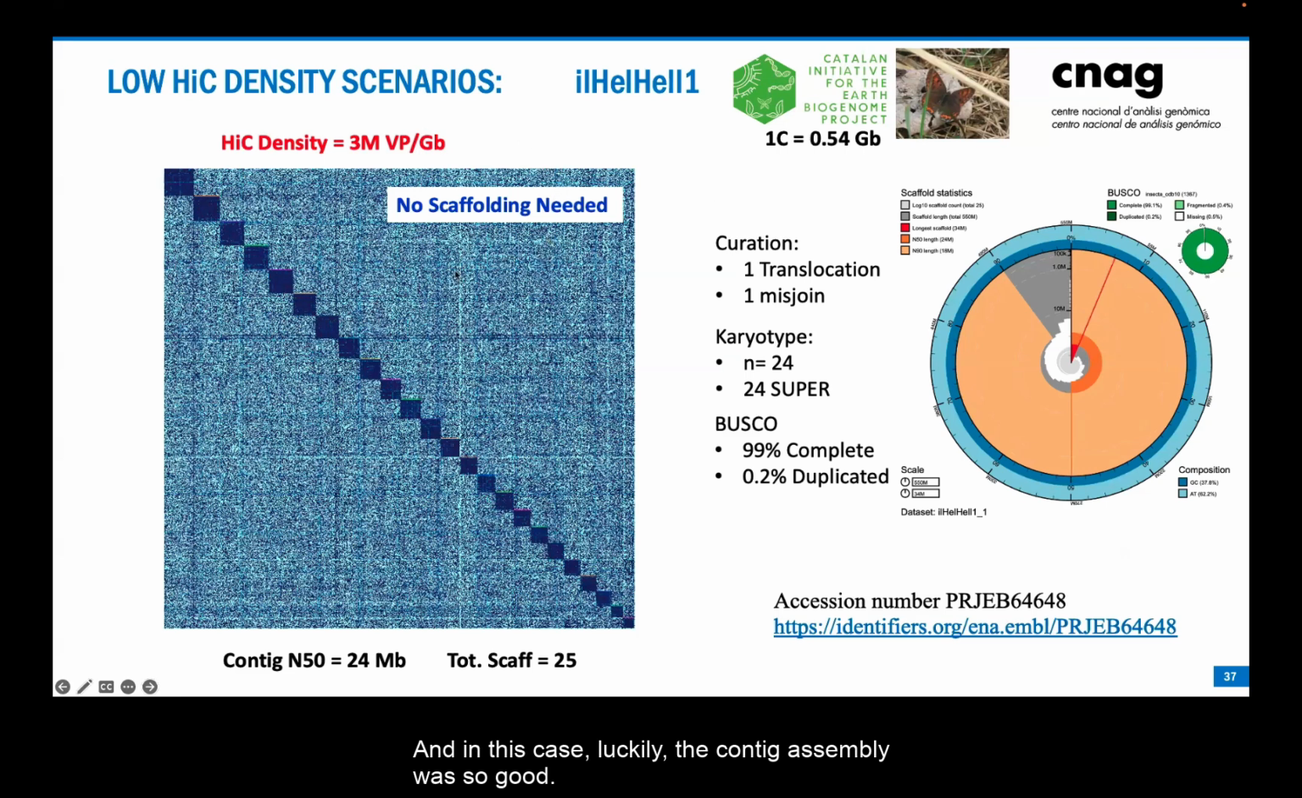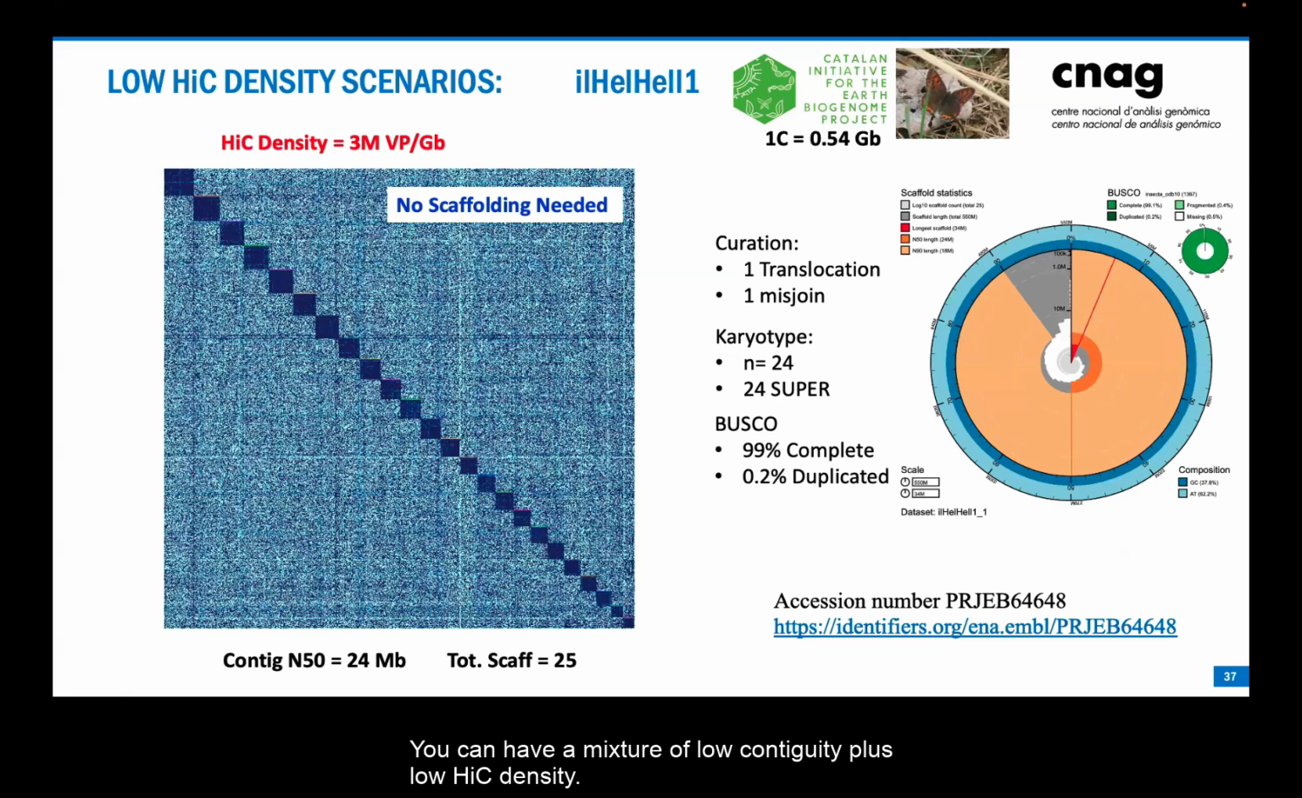And in this case, luckily, the genome size was small and the initial assembly was so good. The N50 was 24 megabases, so we already had almost everything in chromosomes, in a total of 25 scaffolds. We just needed to fix one translocation and one misjoin. And we ended up with a chromosome-level assembly that was 99% complete with a low duplicate rate. And now it's accessible in the ENA. This is good, but it's not always the case.